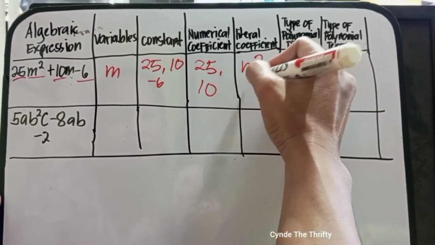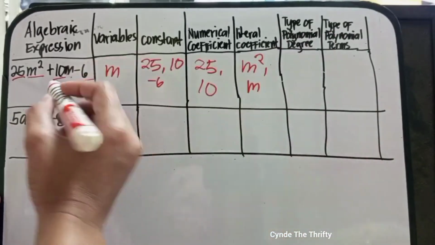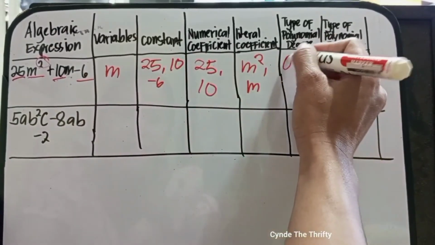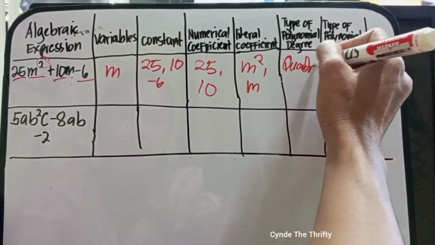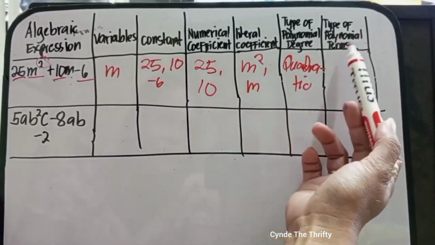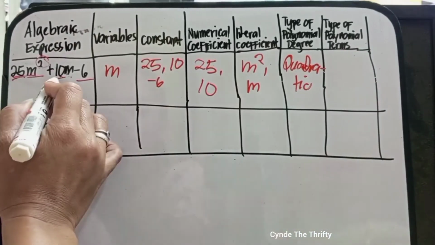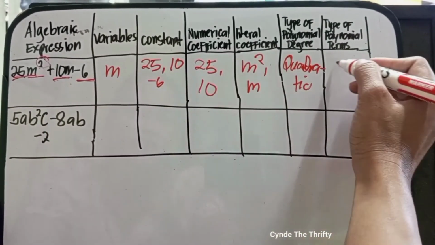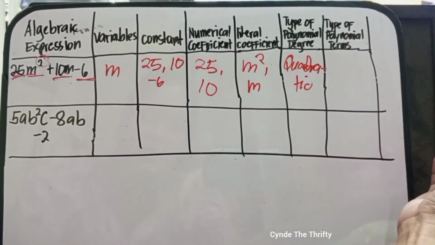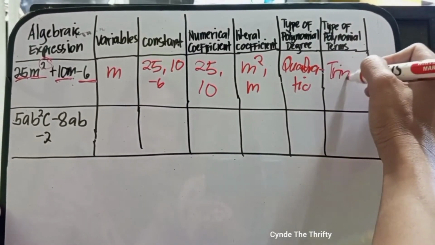M squared and m. So, type of polynomial according to its degree. So, ano ang degree niya? This is 2. So, ibig sabihin, ang kanyang degree is quadratic. And then, type of polynomials according to its term or number of terms. So, ilang term ba siya? So, 1, 2, 3. So, 3 terms. Ang 3 terms natin ay tinatawag nating trinomial or multinomial. So, this is trinomial.